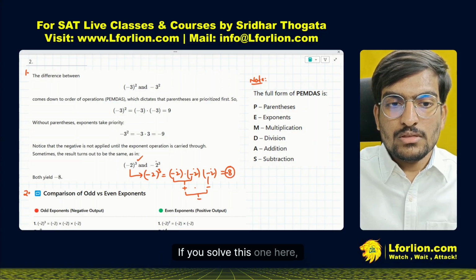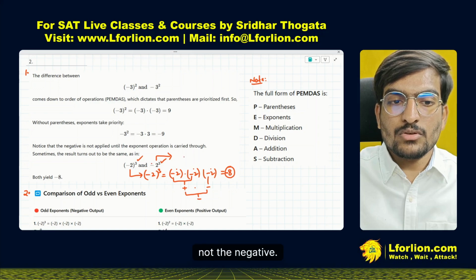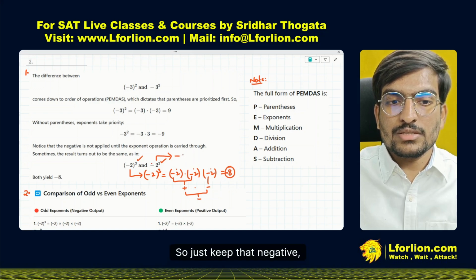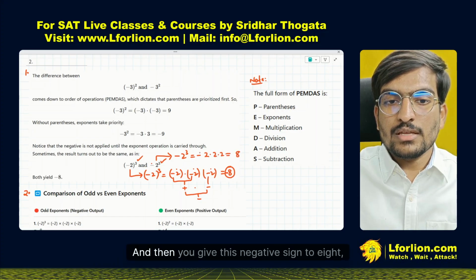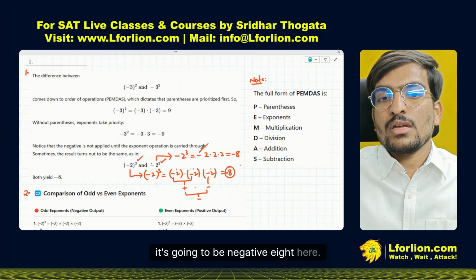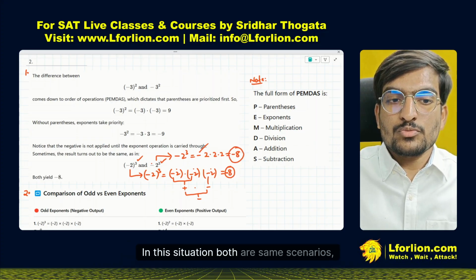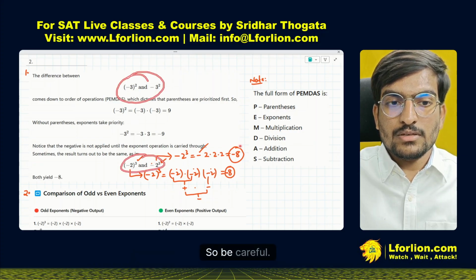If you solve this one, here you have to give priority to the exponent first, not the negative. So just keep that negative as it is and then multiply 2 times 2 times 2. So that's going to be 8, and then you give this negative sign to 8. It's going to be negative 8. Here in this situation, both are the same scenarios, but the answer is different. So be careful.